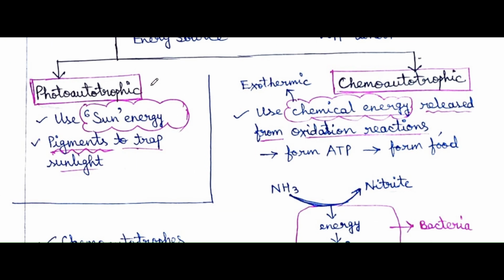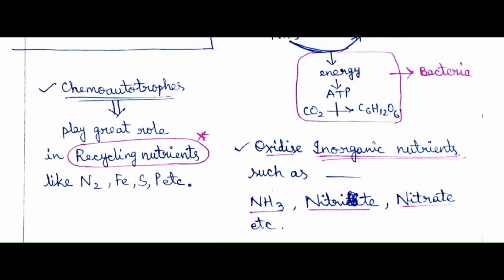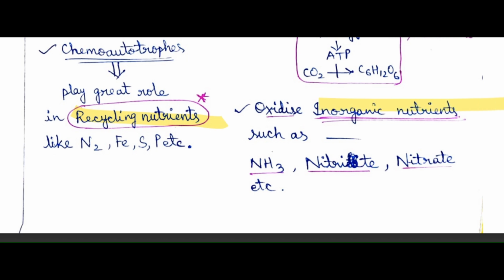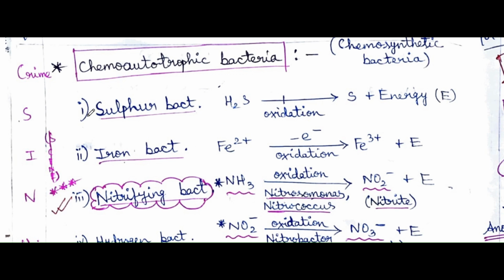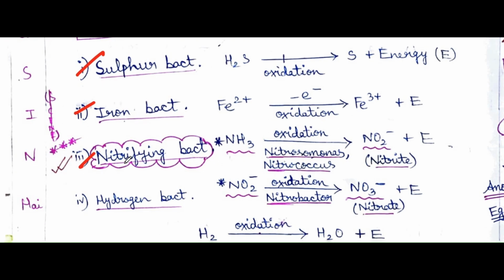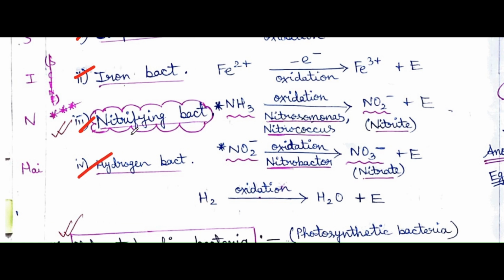Autotrophic bacteria are divided into two parts: photoautotrophic and chemoautotrophic. Photoautotrophic bacteria use sun energy, and chemoautotrophic bacteria use chemical energy. Chemoautotrophs play a great role in recycling nutrients. They oxidize inorganic nutrients such as NH3, nitrite, nitrate, etc. Chemoautotrophic bacteria can be sulfur bacteria, iron bacteria, nitrifying bacteria, hydrogen bacteria, etc. Nitrifying bacteria are important, like Nitrosomonas and Nitrococcus.